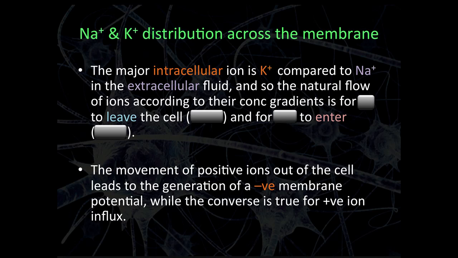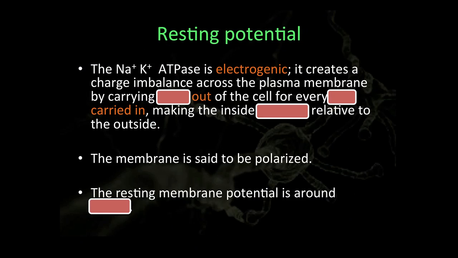So the natural flow of ions according to their concentration gradient is... you have to choose between Na+ and K+. Which one do you think will leave the cell and which one will enter the cell? You're correct. Based on their concentration gradients, K+ will want to leave the cell, going from a high concentration inside the cell to a low concentration outside the cell. And Na+ ions will want to enter the cell based on its concentration gradient. When an ion wants to leave the cell, we call that efflux. When an ion wants to enter the cell, we call that influx. The movement of positive ions out of the cell leads to the generation of a negative membrane potential, while the opposite is true for positive ion influx.